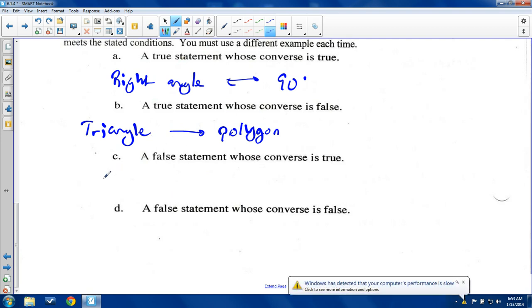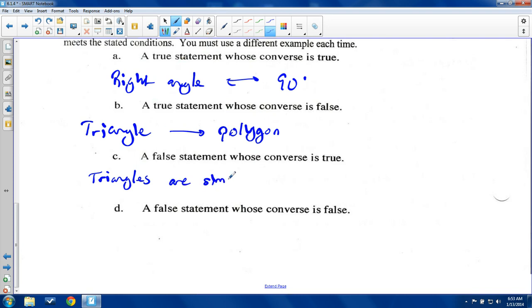False statement whose converse is true. Trying to stick with triangles here because that's the thing we're in. If triangles are similar, does that mean they are congruent? That's something you have to be careful of. No, we've talked about this before. If triangles are similar, you need a side ratio of 1 for each to say that they're congruent. However, if triangles are congruent, that means they do all have the same side ratio, so therefore they are similar.